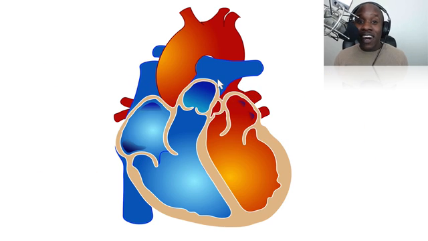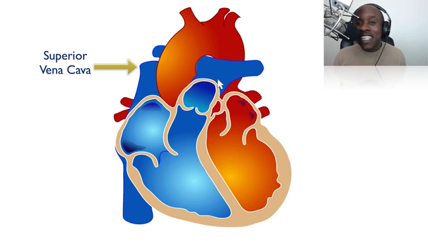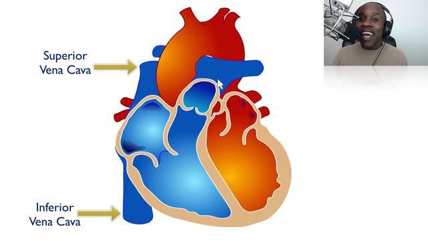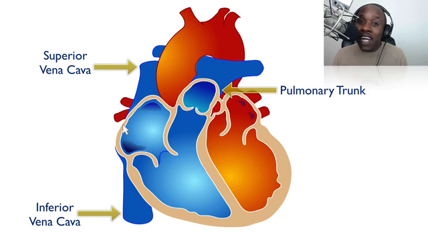Now, let's talk about getting into and out of the heart. How do we do that? Well, we have a number of vessels. The first vessel I want you to know about is the vena cava. We have the superior and the inferior vena cava. And these are coming back to the heart. We have blood that's coming from the rest of the body, and it's coming back to the heart via the vena cava.